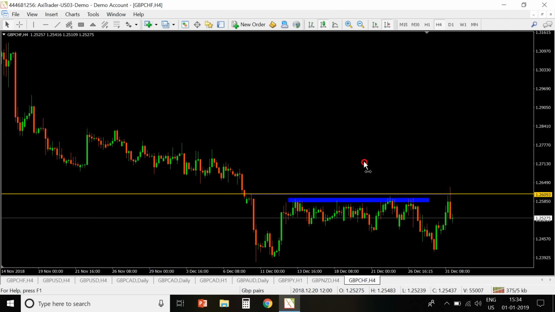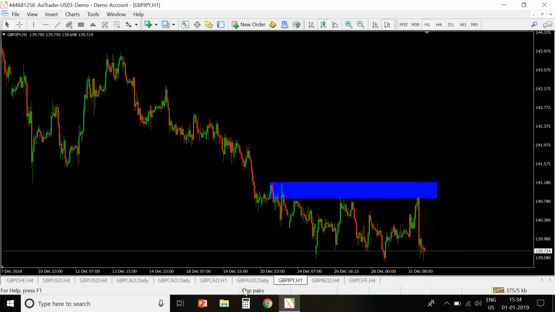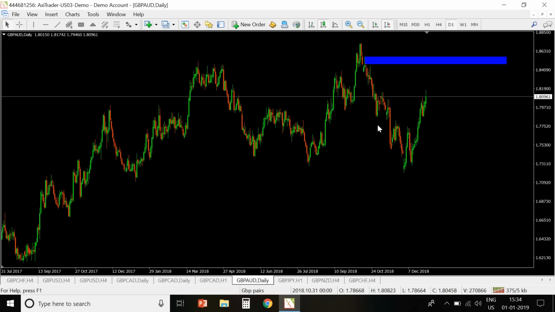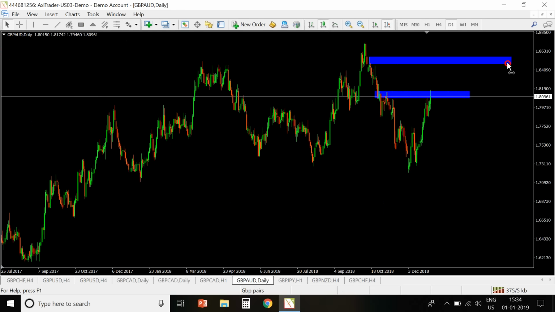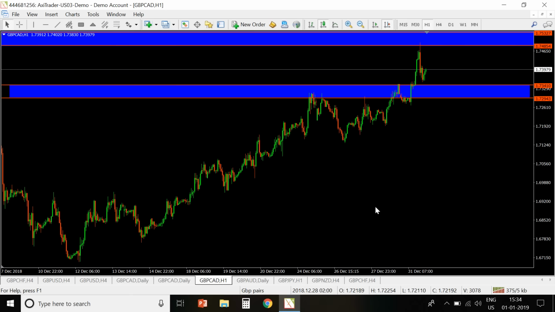CHF, same as I explained to you already. JPY almost the same. GBP AUD, see, it's in a core area too. Just the retracement is here actually, which I have marked. Tried to break these highs, went up, only to drop from there. So all the GBP pairs are pointing towards sell.